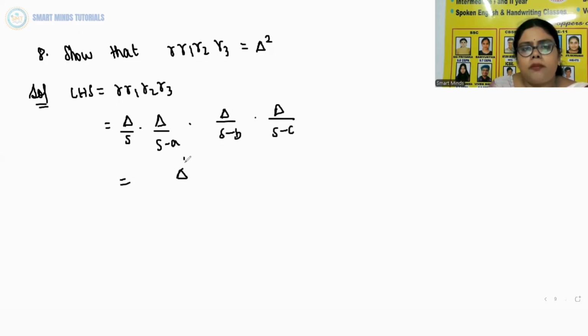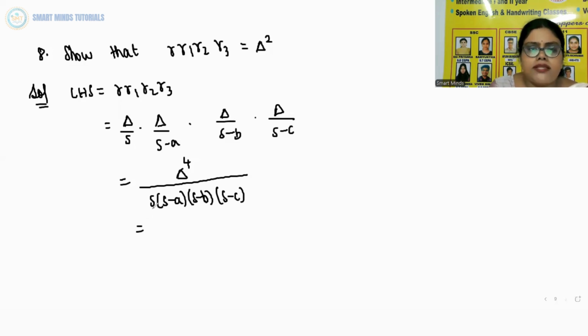So that is delta power 4 by s into s minus a into s minus b into s minus c. Now we know that s into s minus a into s minus b into s minus c is delta square. So this is delta power 4 by delta square. So that is delta power 2. That is delta square, which is equal to RHS.